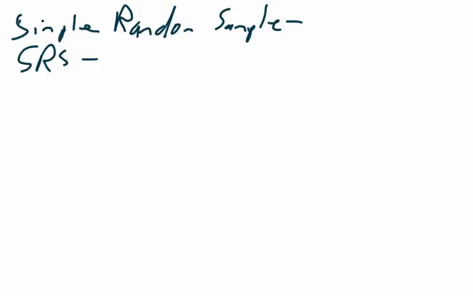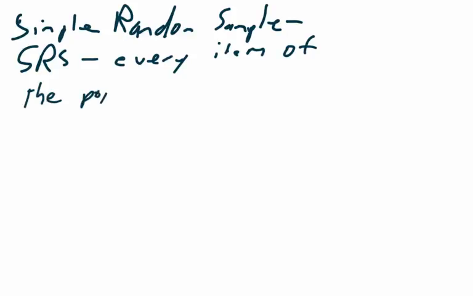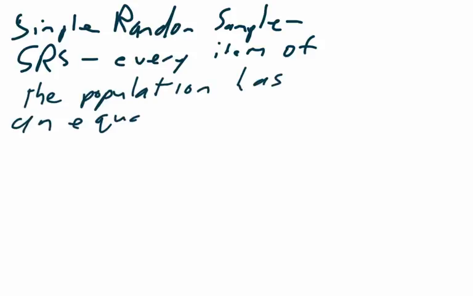Alright, today we're going to talk about probability samples. And the first one is the simple random sample, which we abbreviate to be SRS. And basically this means that every item in the population, whether that be people or pigs or plants, has an equal chance.